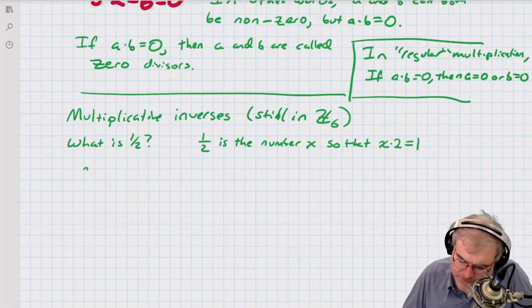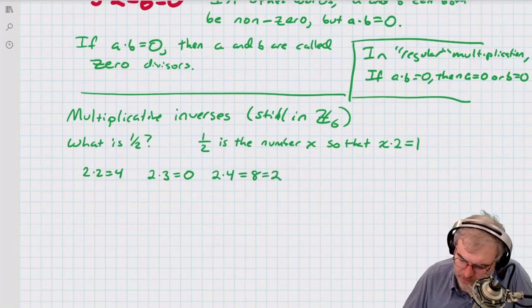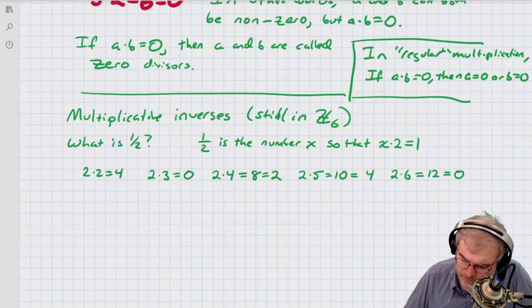Well, 2 times 2 equals 4. That ain't it. 2 times 3 equals 0. That ain't it. 2 times 4 equals 8 equals 2. 2 times 5 equals 10 equals 4. 2 times 6 equals 12 equals 0. And 2 times 1 equals 2. So does 1 half exist?